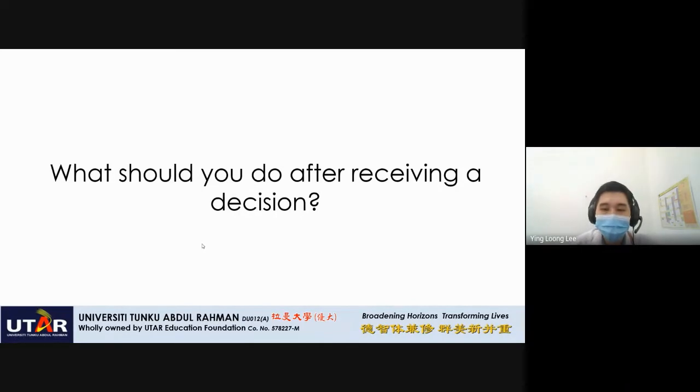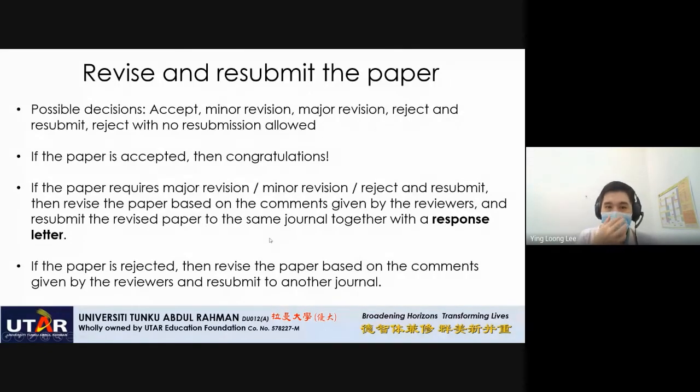Next, what should you do after receiving a decision? There are many possible decisions, depending on the journal. Some have accept, minor revision, major revision, reject and resubmit, and reject with no resubmission allowed. I have actually experienced all these decisions before, and I think everyone has. If the paper is accepted, then congratulations, you can just proceed. Your paper will appear in the IEEE journal.